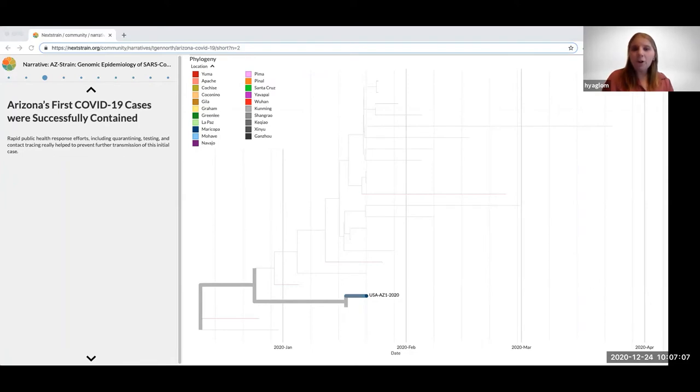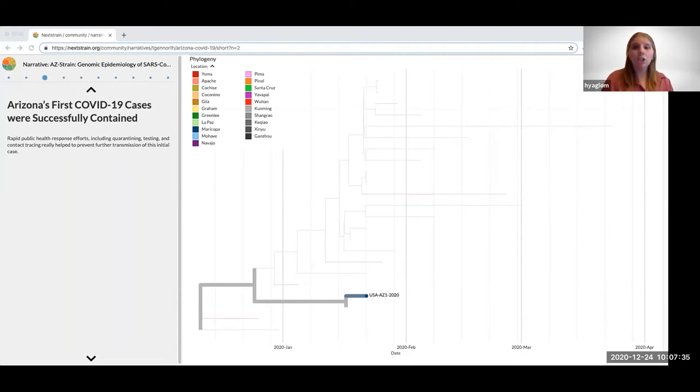One of the very first cases of COVID-19 in the US was identified in Arizona on January 22nd, when a 26-year-old man presented to a health clinic reporting a 2-day history of non-productive cough. He had recently returned from Wuhan City, China, and reported having contact with a person with cough and fever while traveling. Rapid public health response efforts, including quarantine, testing, and contact tracing, helped to prevent further transmission from this initial case.